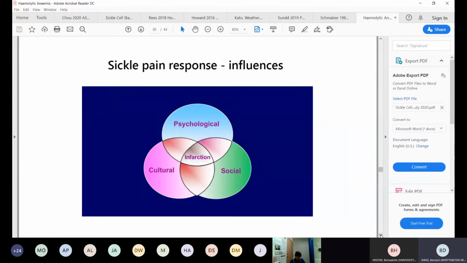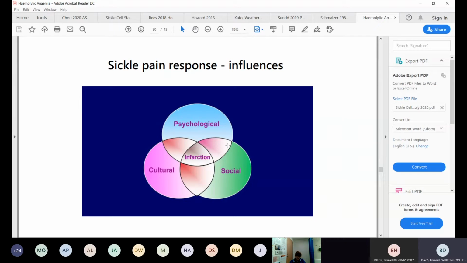And again, it's important to recognize that people behave differently in response to pain. So in the center, they have put infarction, which is the result of vaso-occlusion, but the patient's pain behavior is influenced. This is my own thinking, really, and I'm sure others would have additional things or different things. It's influenced by the patient's psychological status.